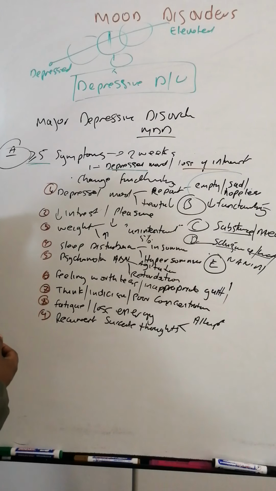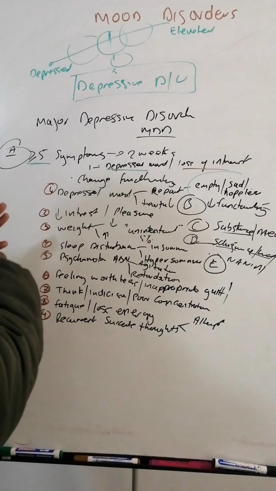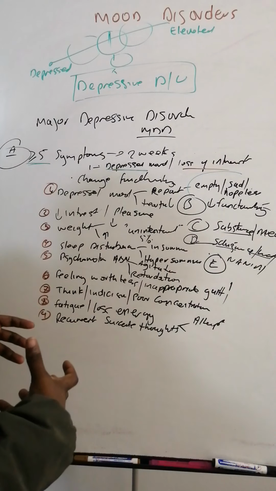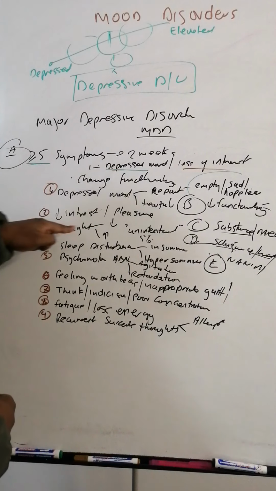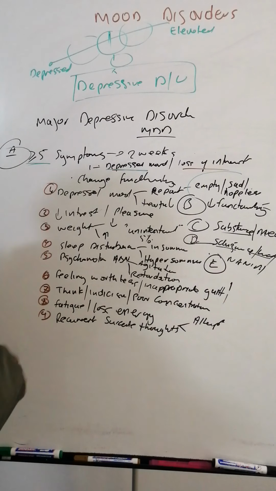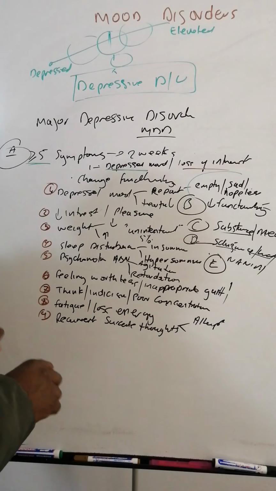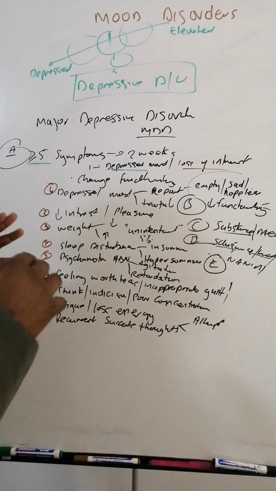And then the second one, a reduced interest or pleasure in things that the patient used to enjoy before. And these symptoms, guys, must be there for the most part of the day and almost every day. That's what it says. And they can have weight changes, either a gain or a loss of weight that is unintentional. Very, very important. Sleep disturbances can be hypersomnia or insomnia. Psychomotor abnormalities, they can have agitation or retardation.